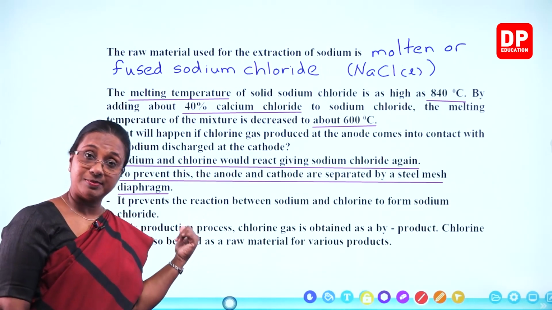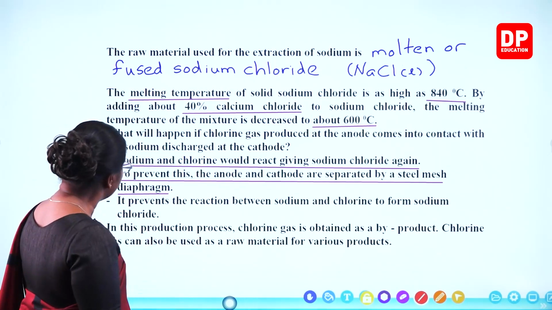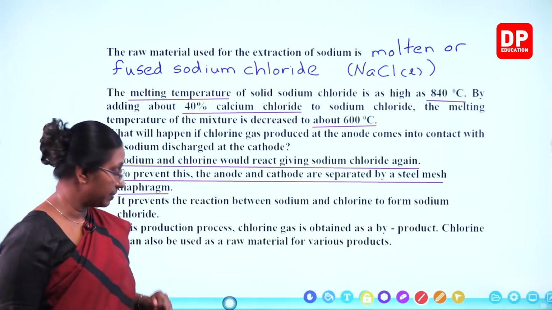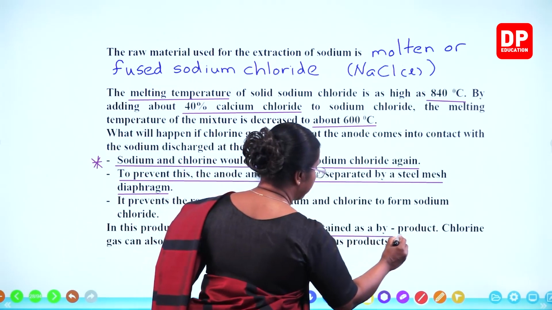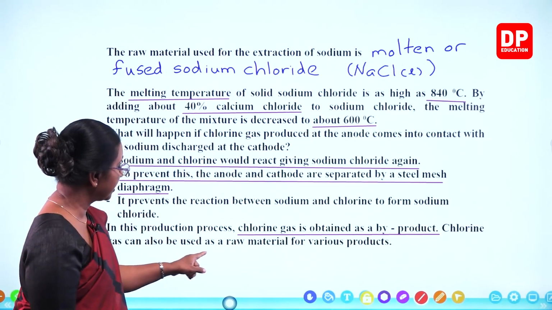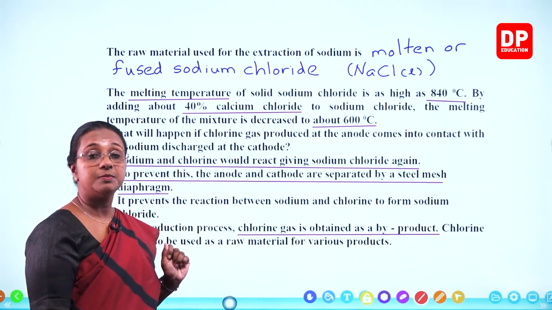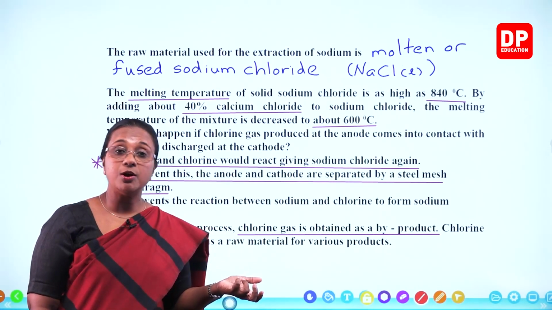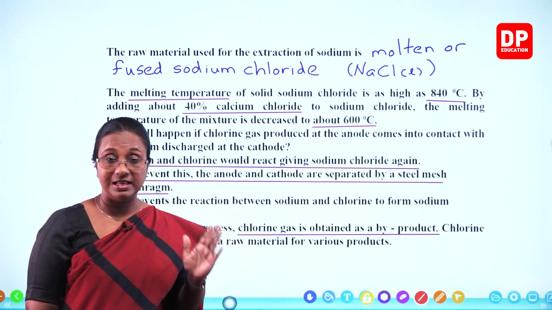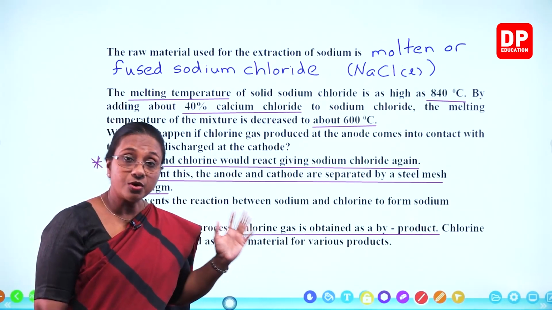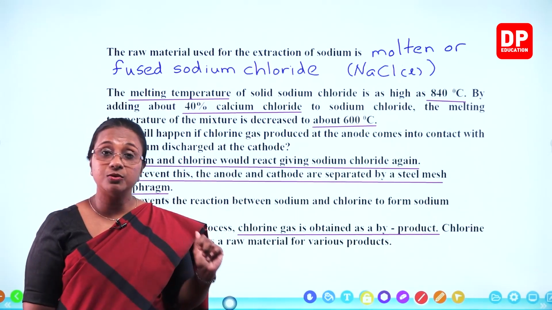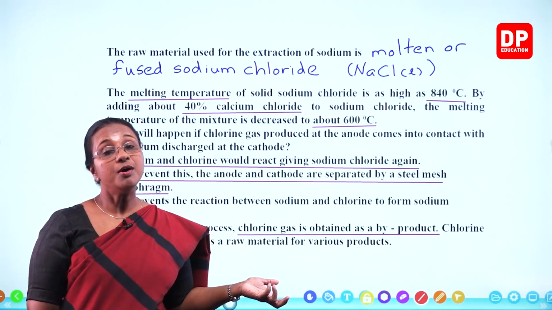Is that clear? I explained that with the cell also. In this production process, chlorine gas is obtained as a byproduct. That is something you need to remember. Chlorine is the byproduct. And chlorine gas can also be used as a raw material for various products. So we get sodium liquid or fused sodium or molten sodium, that is in the form of liquid sodium metal. That is also needed for many purposes. At the same time, the byproduct, that is the chlorine gas, is also used for many purposes.